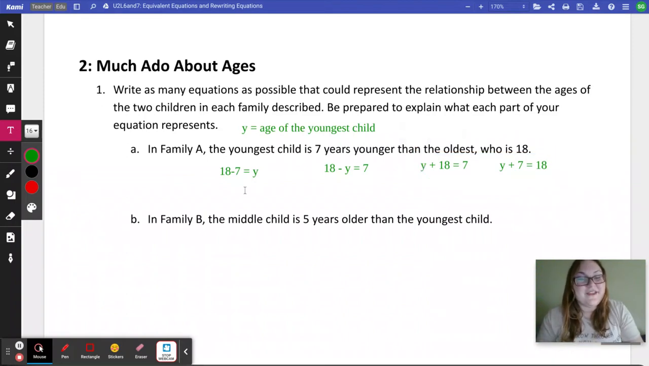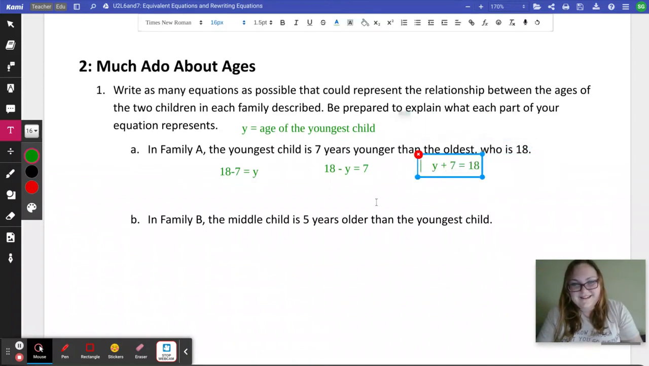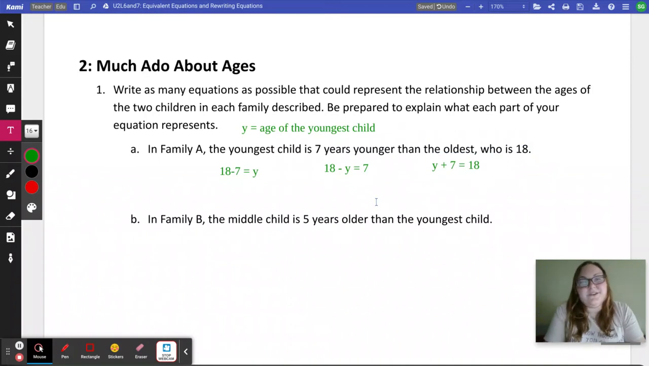We know from earlier that youngest child is 11, and look at this last equation here. If I picture Y equals 11, we get 11 plus 7 equals 18. So this one here is another equation that represents the situation.